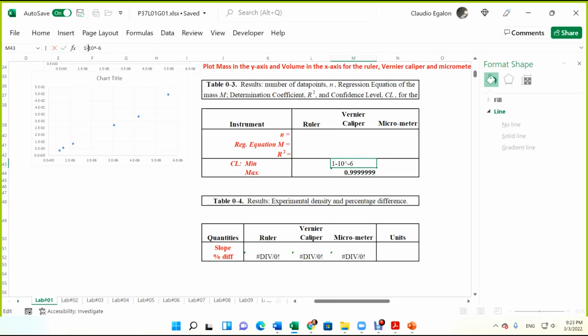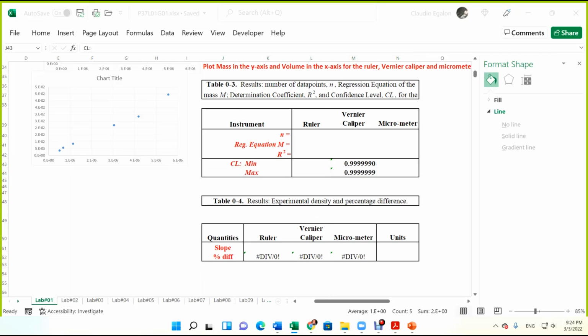Another mistake that students make is they don't subtract. I see that all the time. They put a multiplication sign instead of a minus. And when they put an equal sign, it doesn't end up being 0.9999. It ends up being 0.0001, okay? I see both mistakes every semester. I want an actual number here. It's the lower bound of the CL and the upper bound of the CL.